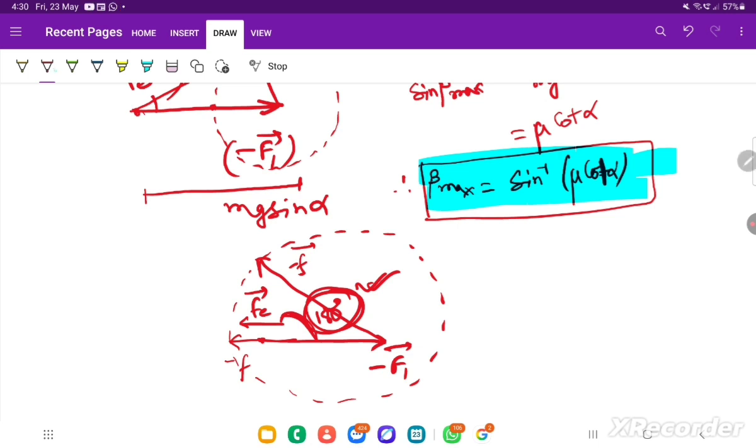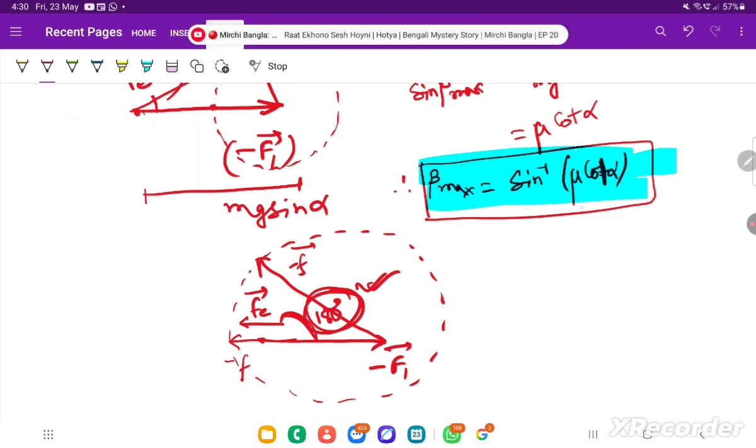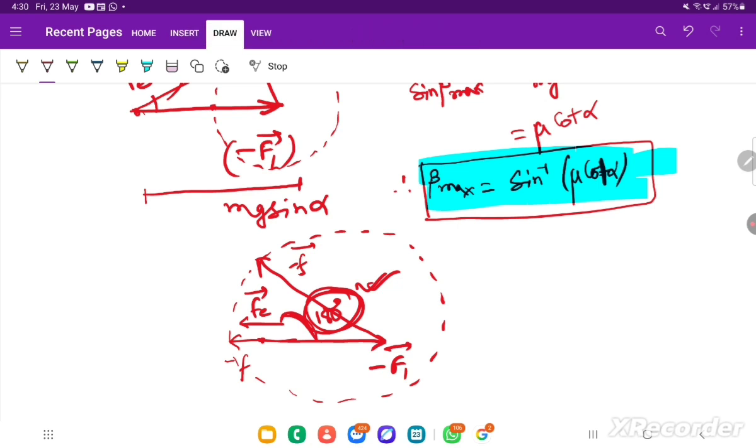But as it is mentioned, mu cot alpha. In fact, here also you can satisfy the domain. If it was not given that mu is less than tan alpha, then mu cot alpha would not lie in the domain of sine inverse. So anyway, you got the justification of why it is given that mu is less than tan alpha.